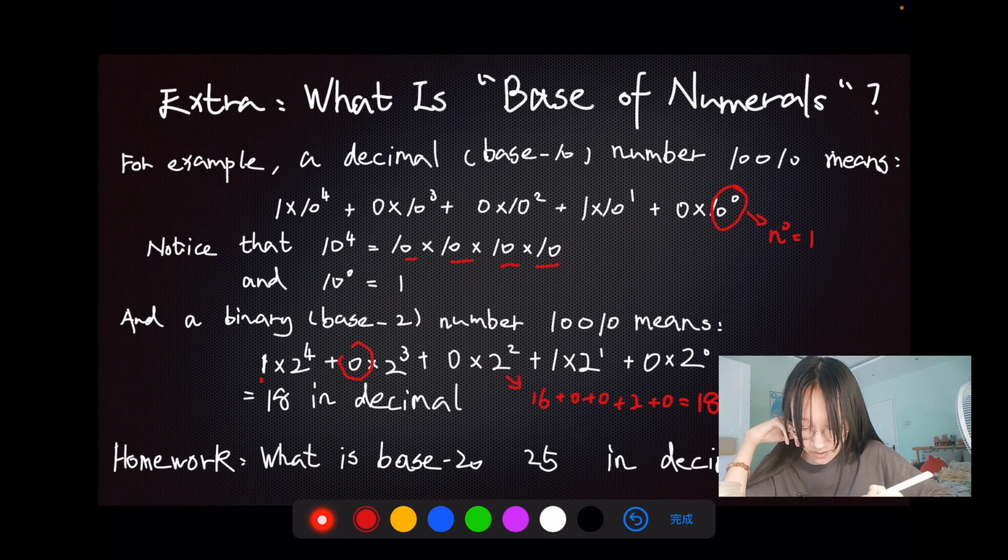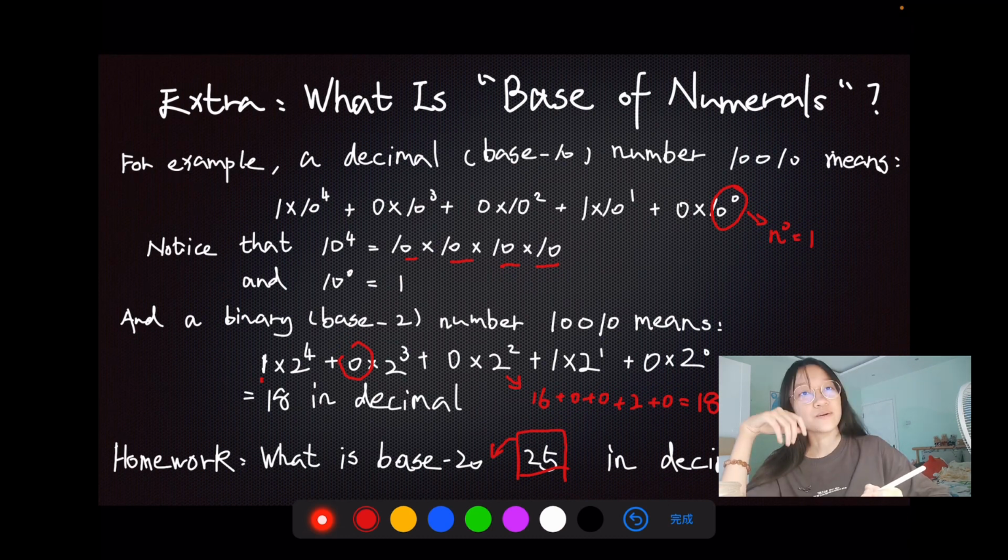Now I'm gonna ask you a question. What is the number 25 in base 20 in decimal? I hope you can pause here and think for a while. Or probably if you don't want to pause, I can just leave it there for maybe 2 minutes.